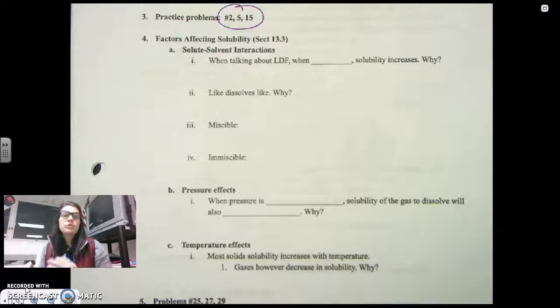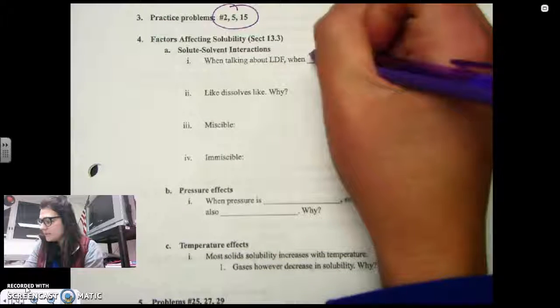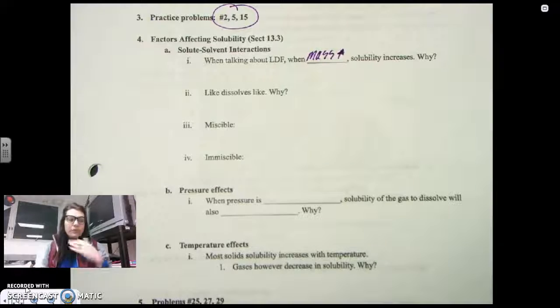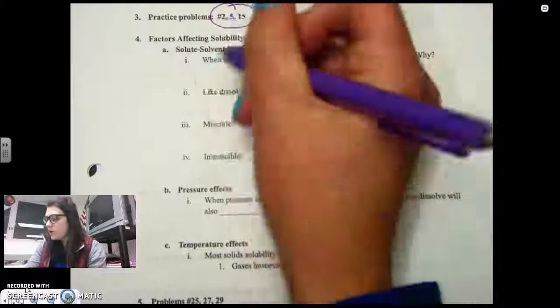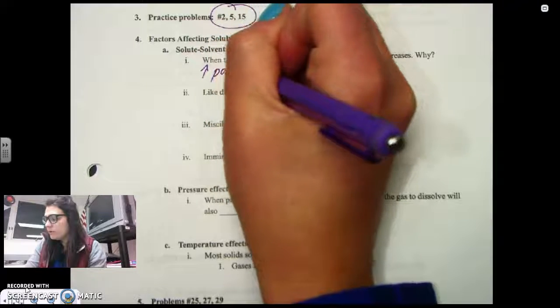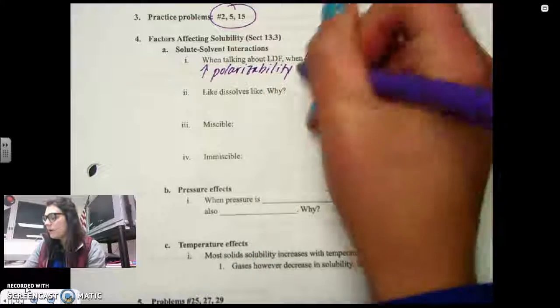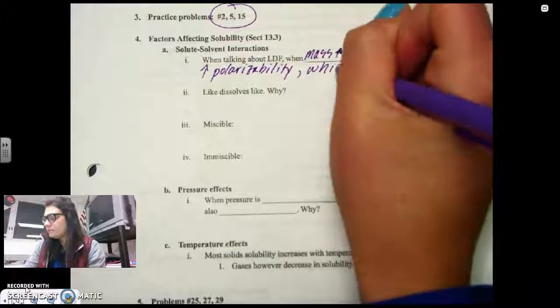Okay, so when we're talking about London dispersion forces, when mass increases, solubility will also increase. I want you to think about why this is. Hopefully what you're thinking is, if mass is increasing, that means you have higher polarizability, which means you're going to have more of an interaction between the molecules, which means more interaction.